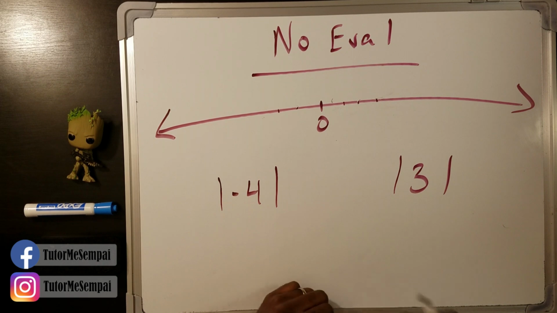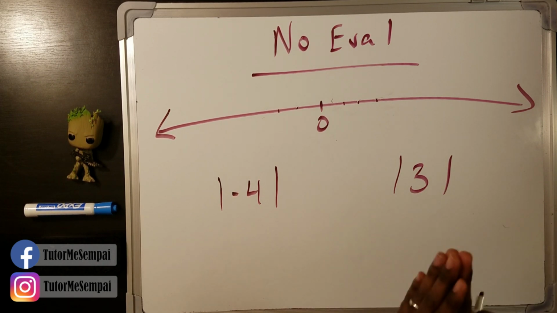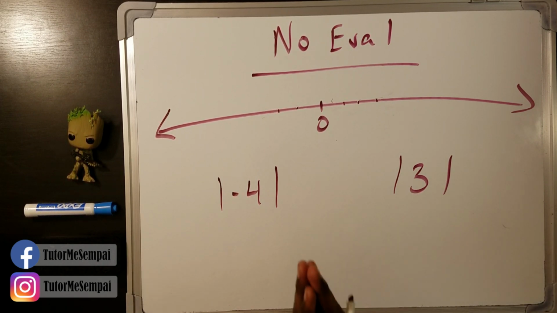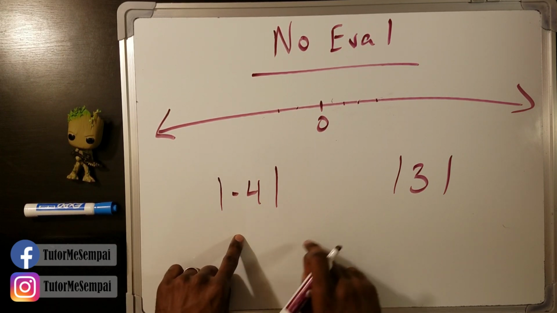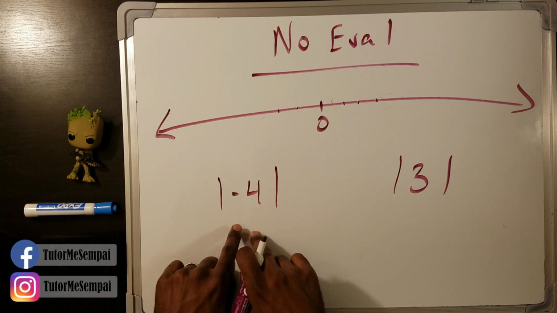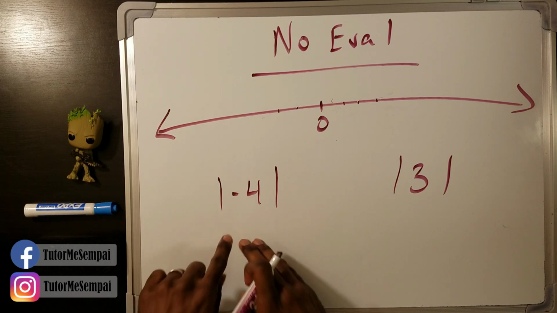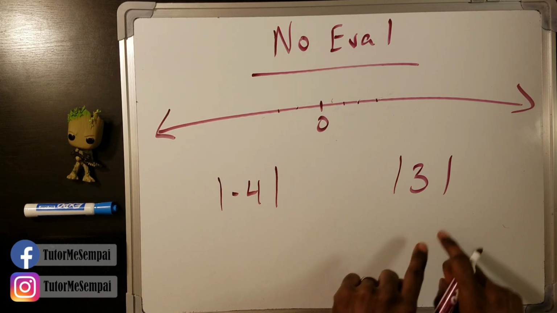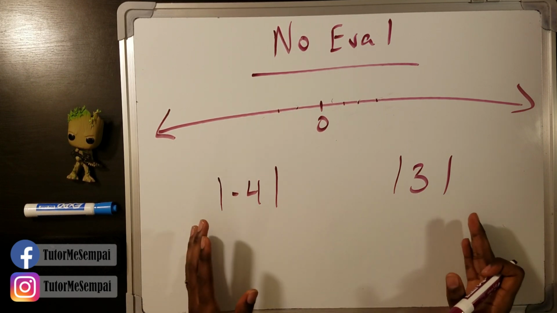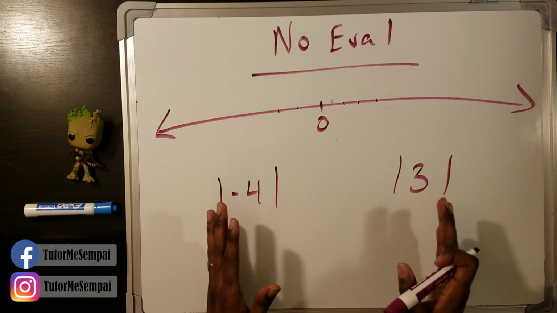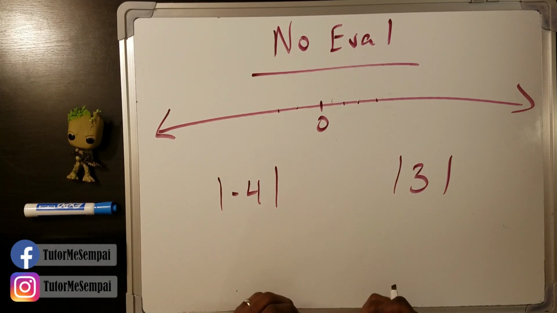Well, in order to do that, we need to know what the definition of the absolute value is. Remember, the definition of the absolute value of a number is how far that number is away from 0. So the absolute value of -4 is how far -4 is away from 0. The absolute value of 3 is how far 3 is away from 0. So all we're going to do is plot these on our number line and then see which one's further. That's going to be the one that's greater.